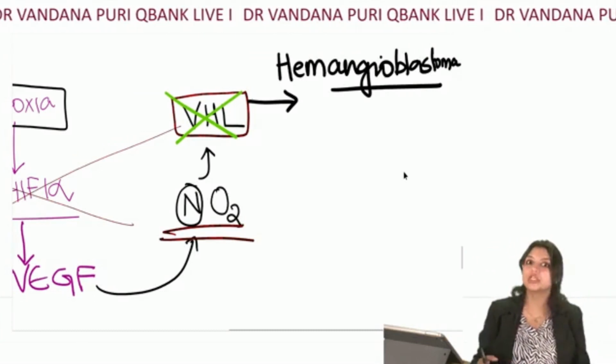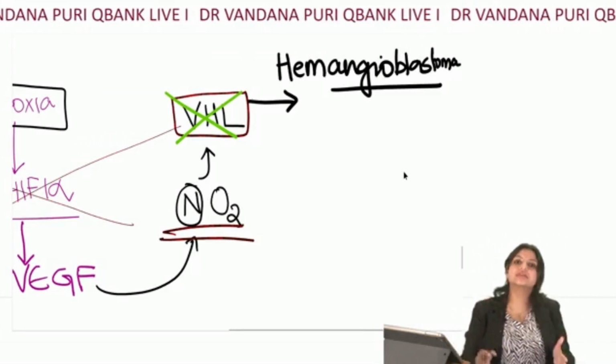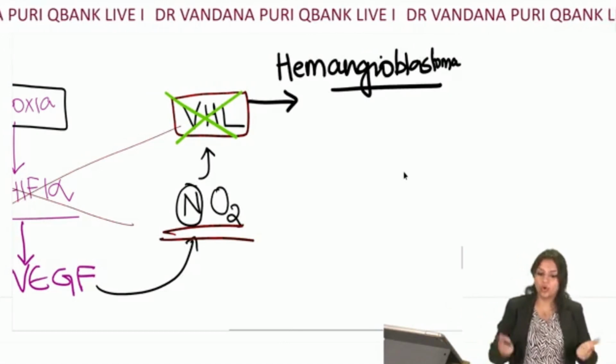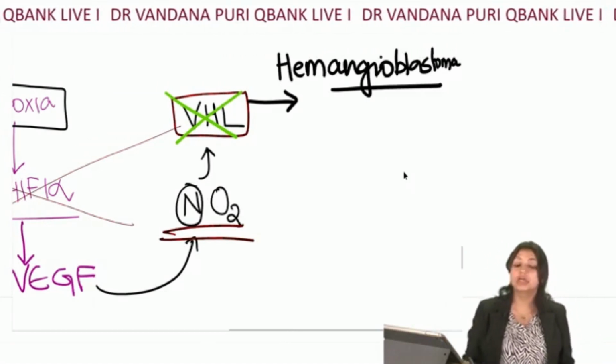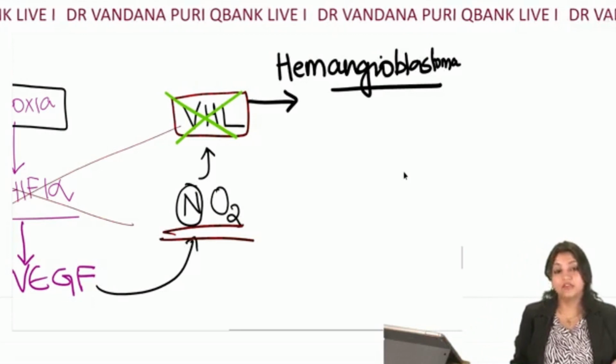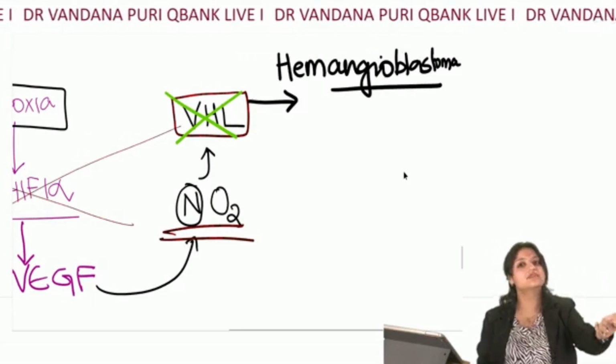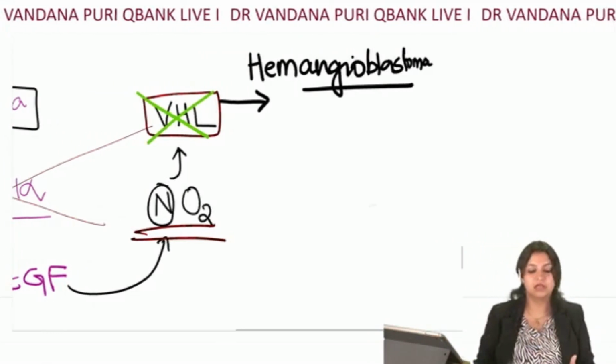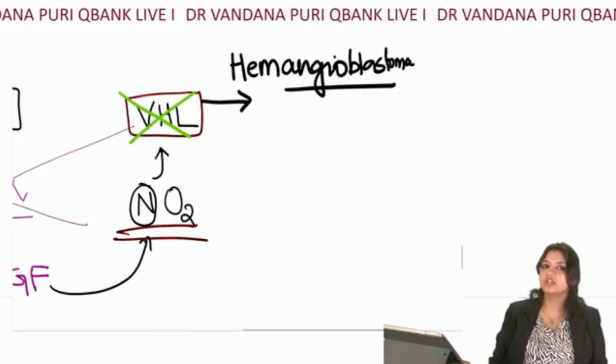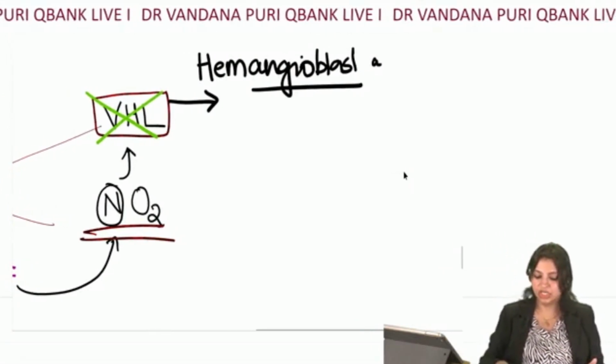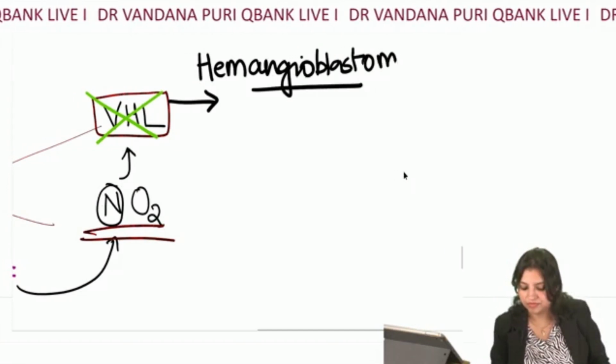It does not cause endothelial tumors. It just causes increased vascularity in the tumors. All those tumors which have VHL deletion usually have a lot of vascularity. Why? I hope you understand, because VEGF is more, so there is more proliferation of the vessels. So hemangioblastoma is the most common tumor which occurs by deletion of the VHL gene. It occurs in the cerebellum.